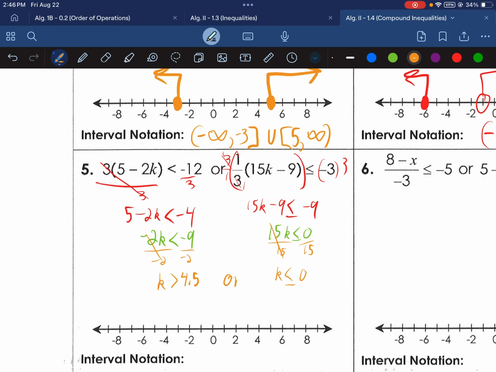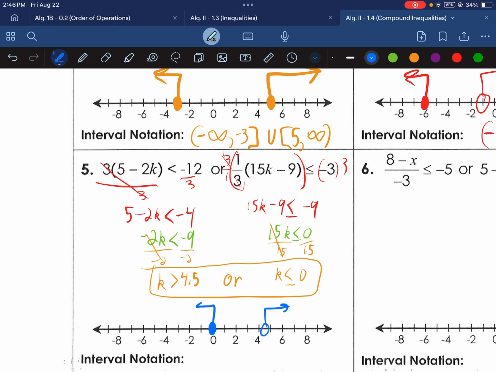So now it's this or that for my final answer. Once again, I'm not going to require a certain one to be on the left or the right when we write those inequalities. So graphing this one, k is greater than 4.5. I'm going to go halfway between 4 and 5, and then you need an open circle there going to the right. Graphing k is less than or equal to 0, closed circle at 0 going to the left.